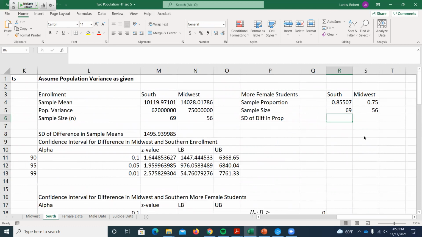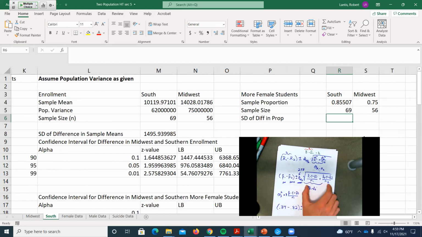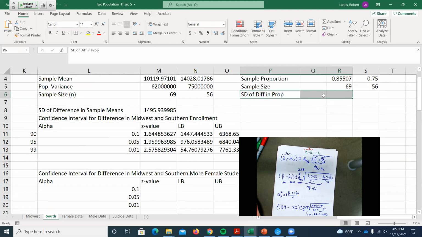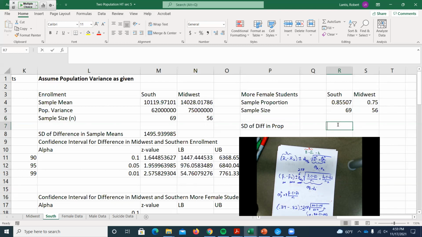So if I want to start to do something like the difference in my sample proportions here, like the difference between Midwest and Southern schools in terms of their proportion that have more female than male students, I'm going to break it up into steps and calculate that standard deviation for the difference in sample proportions in a different cell. Okay. I'm actually going to move this down because I know this is going to screw something up that I want to make sure you can see.